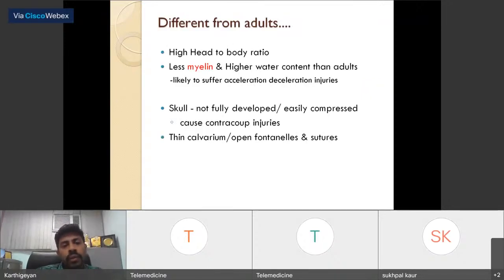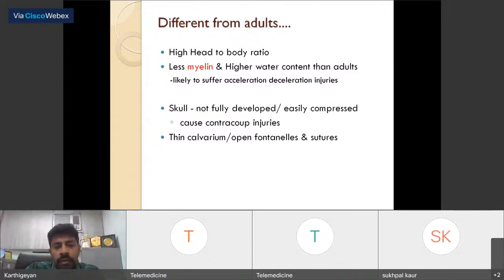Just coming to how these children differ from adults. The first thing is children have a large head compared to the body, which makes them more vulnerable to traumatic brain injuries. From the physiological aspects, in a younger child, the brain contains more water content and is less myelinated. Brain tissue which is less myelinated is less able to absorb trauma forces, and these children are more likely to suffer acceleration or deceleration injuries compared to adults.